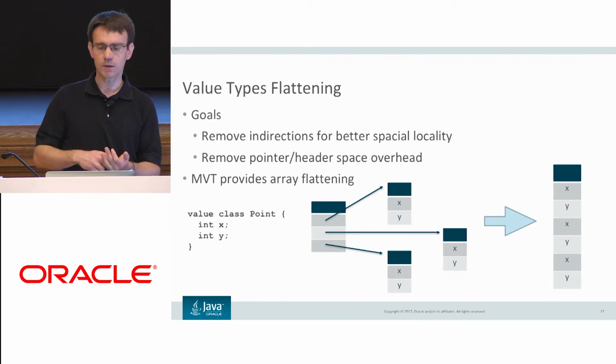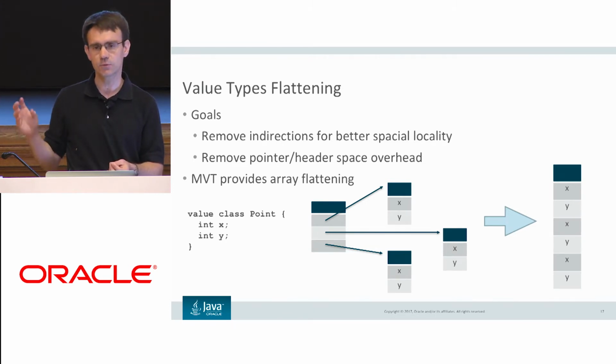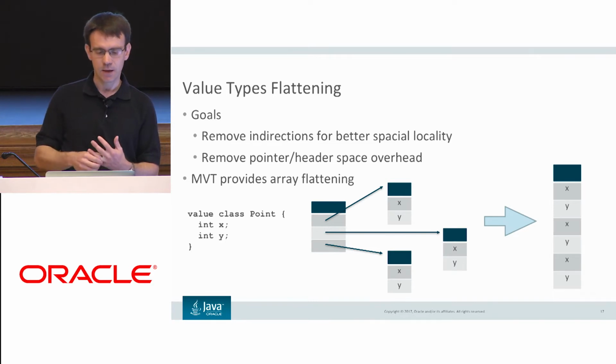Today, if you have an array of objects, you have in fact an array of pointers, and each pointer refers to an object with a full header. We need the header because each object, each element of the array has its own identity, and we need the header to keep track of this identity.